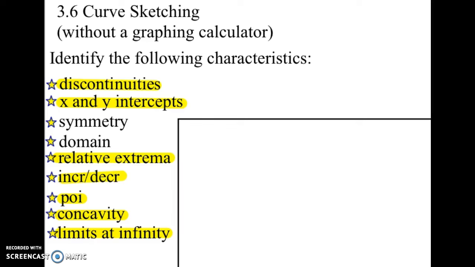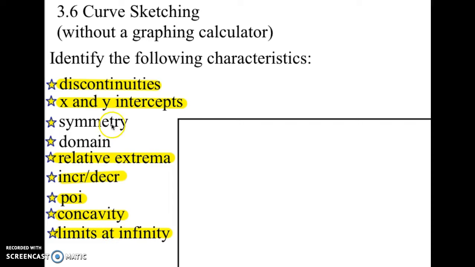Today we're going to take everything we've learned so far in Chapter 3 about what graphs look like from analyzing the functions and use that information to sketch a graph without a calculator. So the characteristics we need to identify that will help us graph our function are the discontinuities, x and y intercepts, symmetry, domain, relative extrema, increasing and decreasing intervals, points of inflection, concavity, and limits at infinity. The important ones are the ones I have highlighted here.